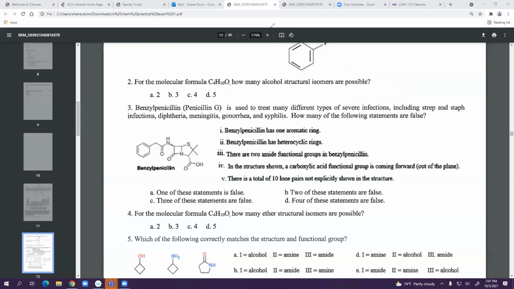Benzene penicillin G is used to treat diseases such as strep, staph, diphtheria, meningitis, gonorrhea, and syphilis. Why they give that GCU a lot. That's why he brings it up, because it's one of the biggest things given out by the school to students.